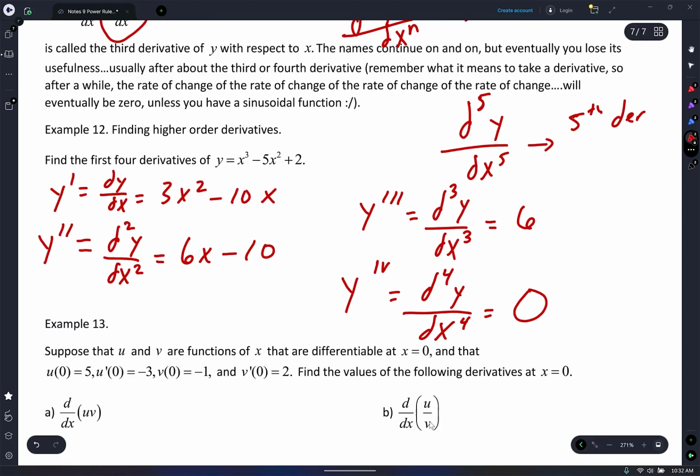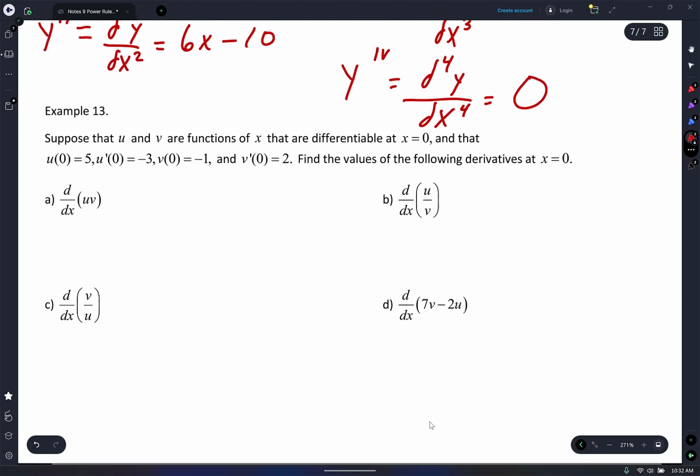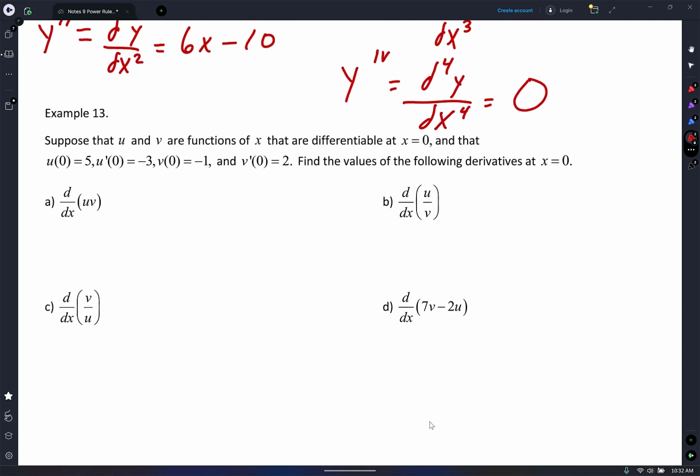All right, here we go, guys. We're testing to see if you know all 4 of them. Well, there's only 3 of them. There's only 3 rules that you know right now: product, quotient, and power. That's it. That's all you know. Power, product, quotient. That's all you know.